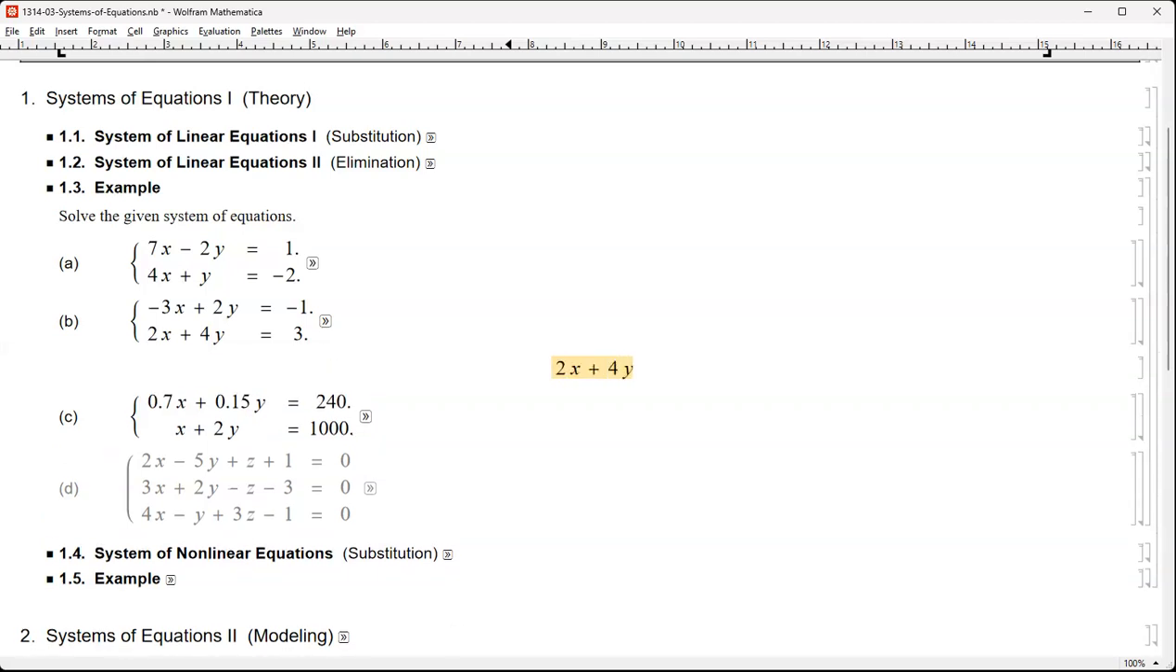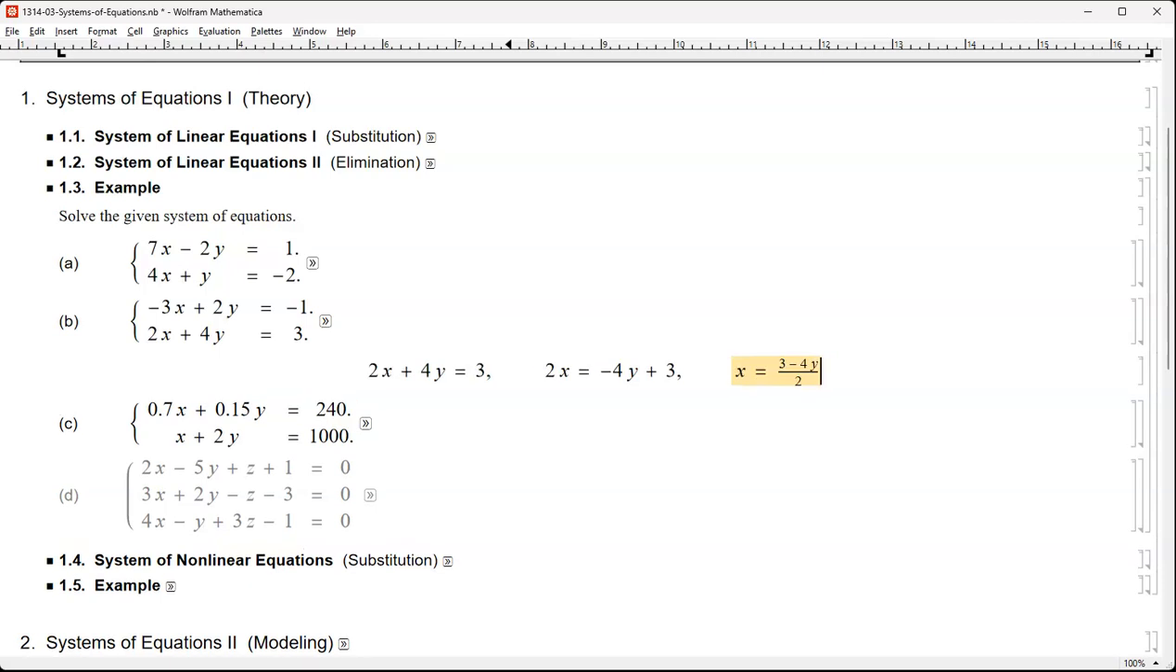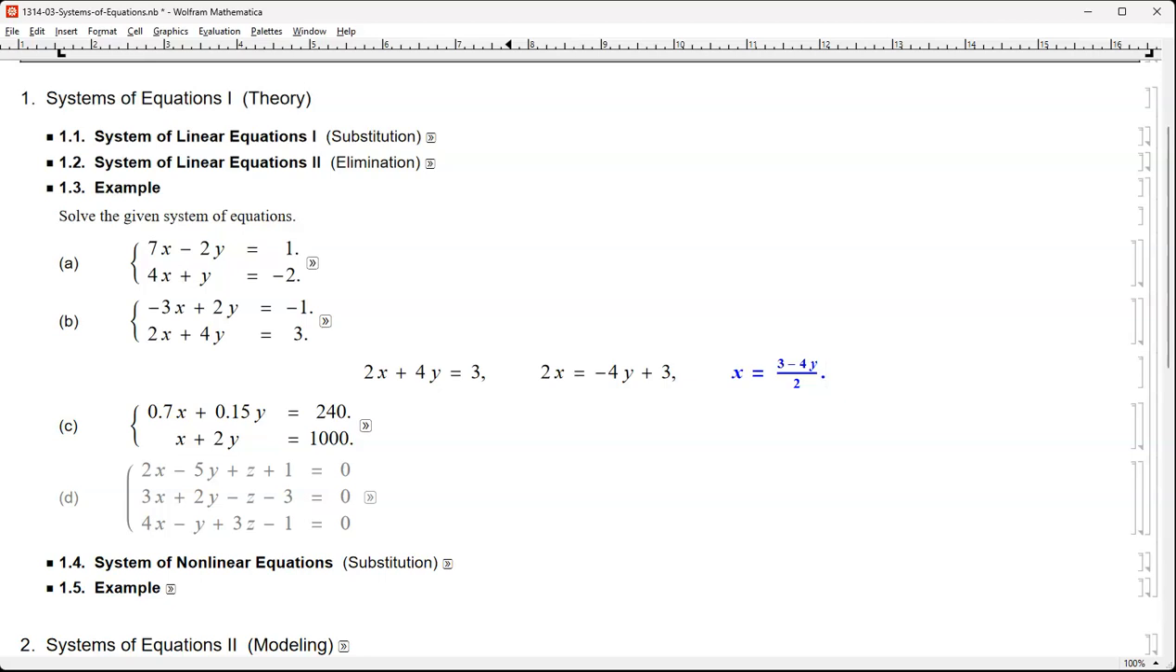2x plus 4y equals 3. From here, let's solve for 2x. 2x is negative 4y plus 3. And then divide by 2, so negative 4y plus 3, or equivalently 3 minus 4y. Yeah, let's write it like that. And then divide by 2.